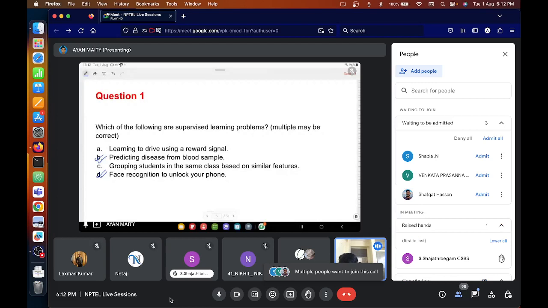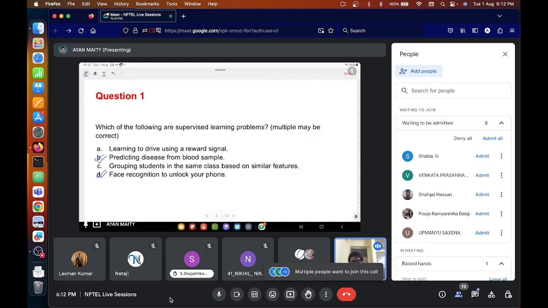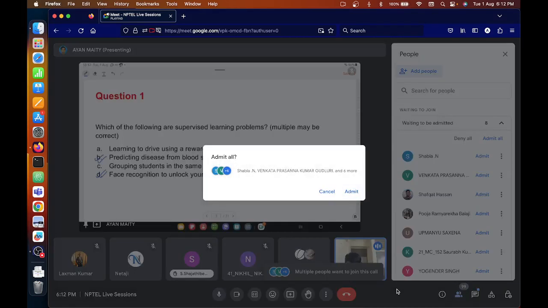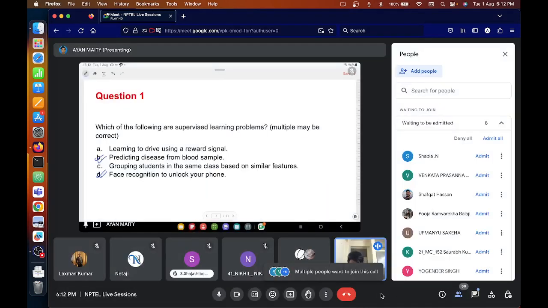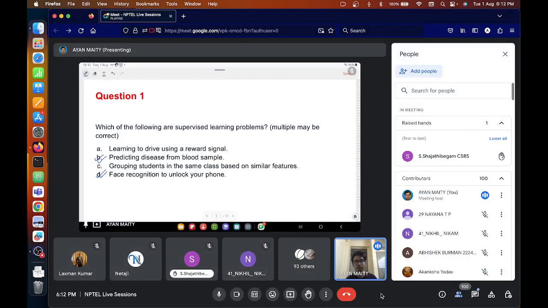Option B is predicting disease from blood samples. This is a supervised learning problem, because you need to have the class labels as well to train the model to predict diseases from the blood sample. So class labels are required for option B. Option C is grouping students in the same class based on similar features. Any kind of grouping based on some features is generally an unsupervised learning problem. So this is also an unsupervised learning problem.